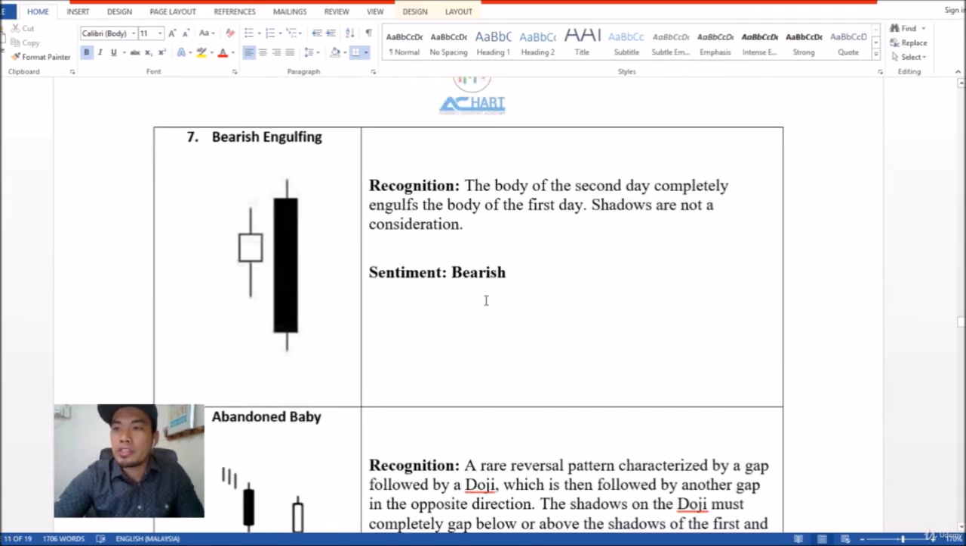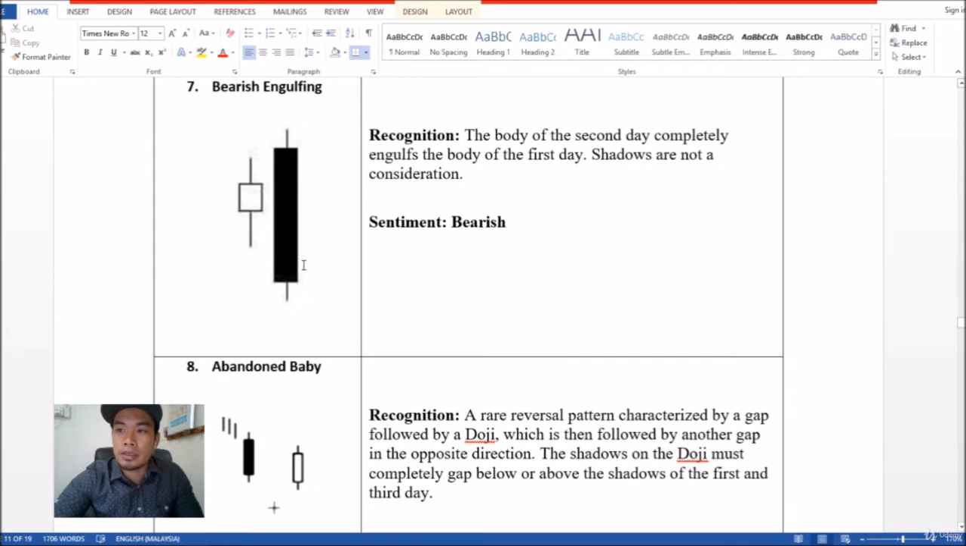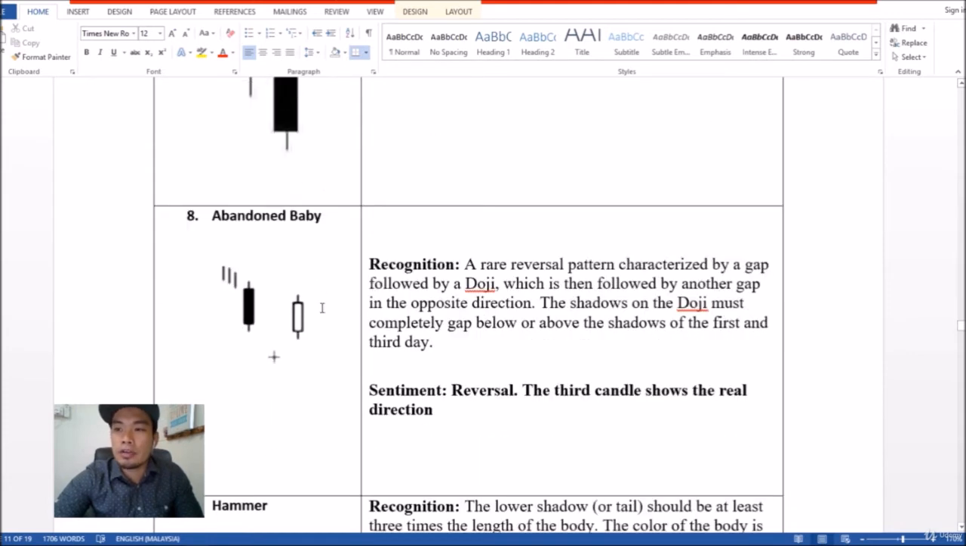And bearish engulfing is mirroring the bullish engulfing, where you can see the second candle, the black candle, engulfs the first white candle. This indicates a bearish sentiment in the market, so the market is going down.